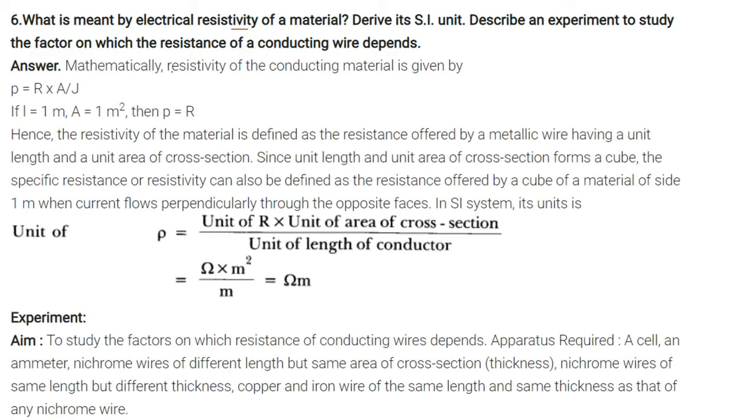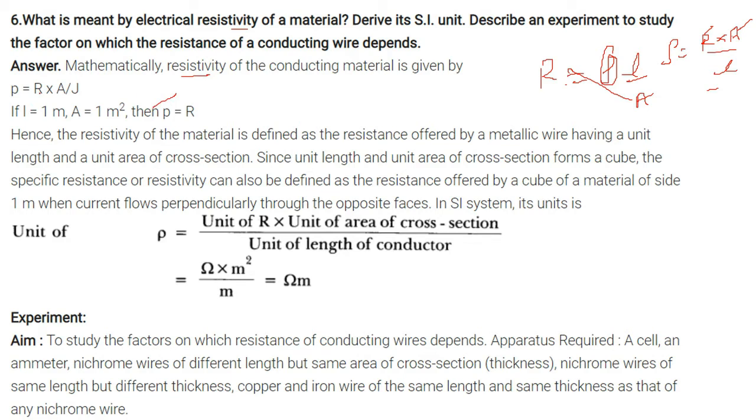So mathematically, the resistivity of a conducting material is given by R equal to rho L upon A. This is the formula. So what is rho? Rho is R A by L. Rho becomes R into A by L. Here R is resistance, A is the area of cross section, and L is the length. So this is how the formula is.